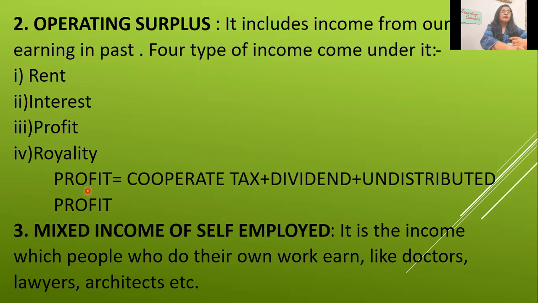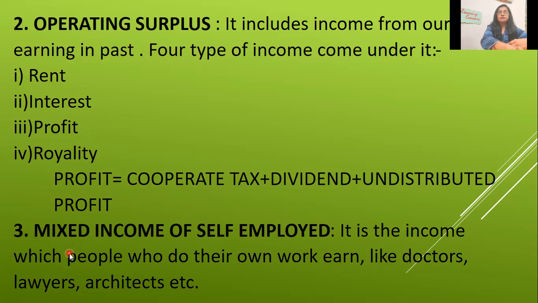But in case of profit, you have to remember that if profit is not given directly, then profit is also equal to corporate tax. Corporate tax is also paid on profit only. Dividend is paid to shareholders, and undistributed profit is paid to the partners. So if profit is not given, then we'll add corporate tax, dividend, and undistributed profit.